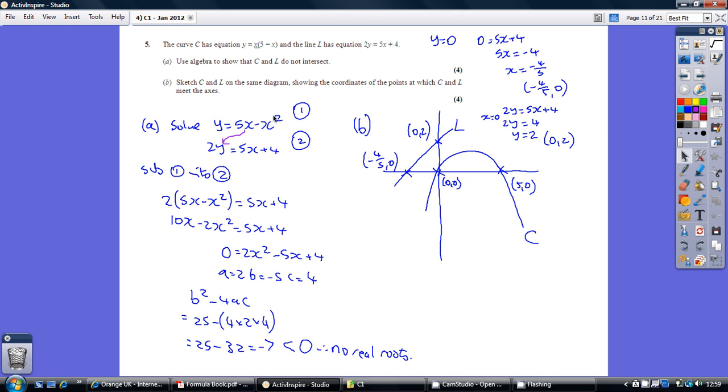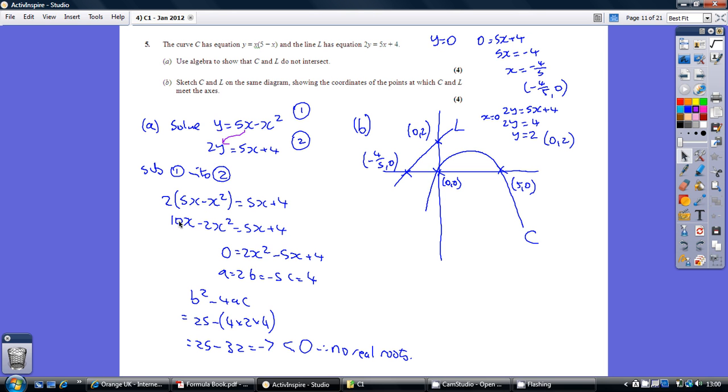So first of all, solve the simultaneous equation. So we'll combine them. So basically we know y is this. We're going to substitute this into the second equation. So basically we're substituting the curve into the line. So rather than 2 lots of y, we say it's 2 lots of 5x minus x squared, because that is equal to y equals 5x plus 4. So we're substituting 1 into 2.